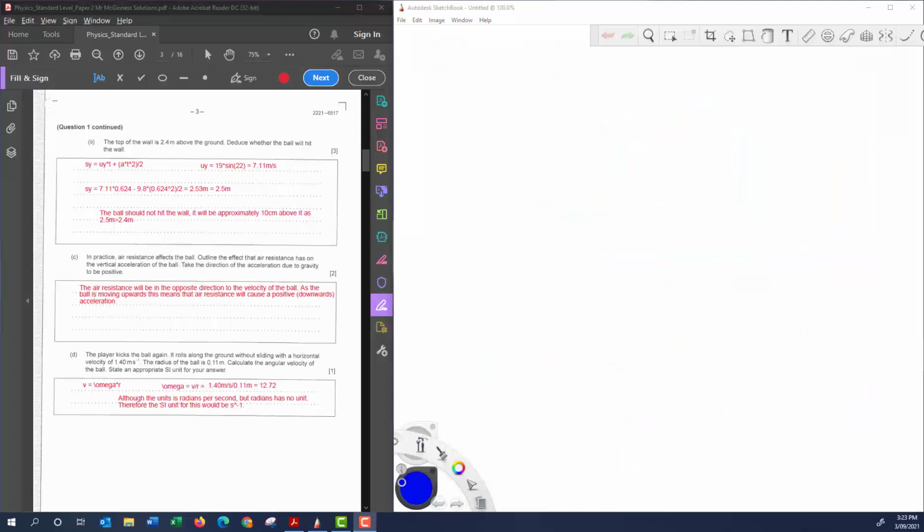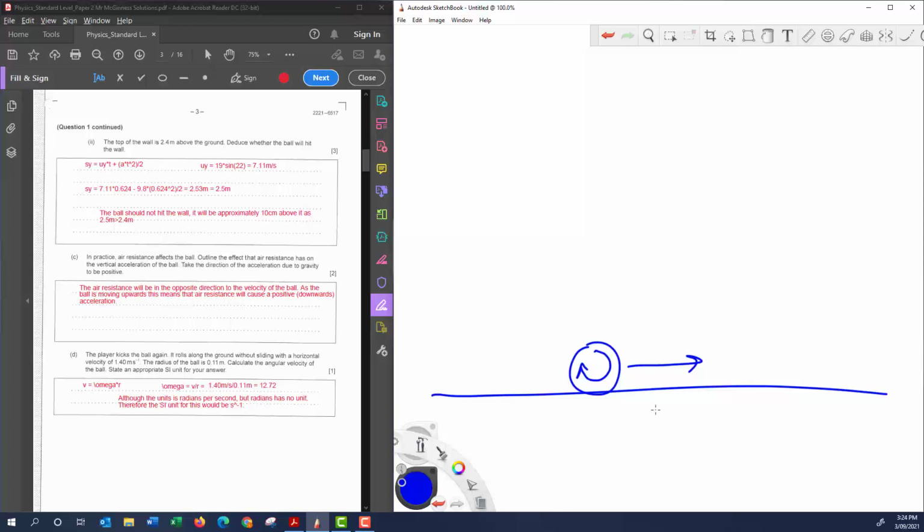Okay, so for part D, now we've got the players kick the ball, and this time it's rolling on the ground. So we've got a ground here, we've got a ball, and it's moving this way, and it's rolling as it does it. So it's coming around like this. So this is pretty much one of our circular motion questions. Thank you very much, topic 6.